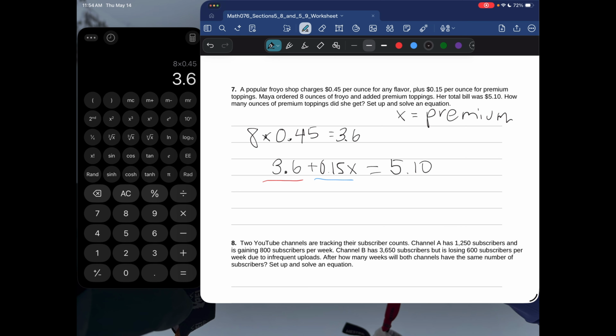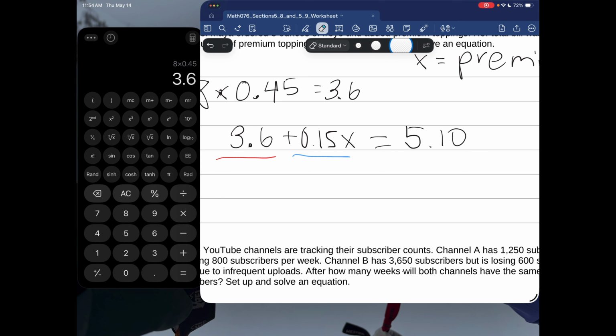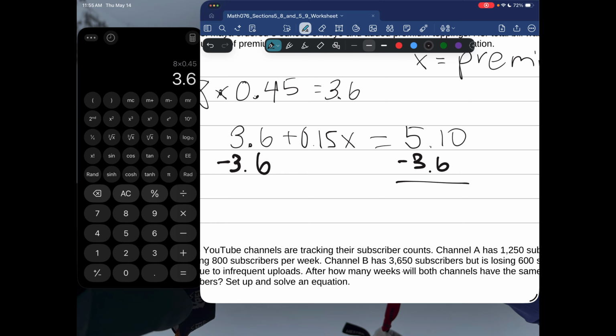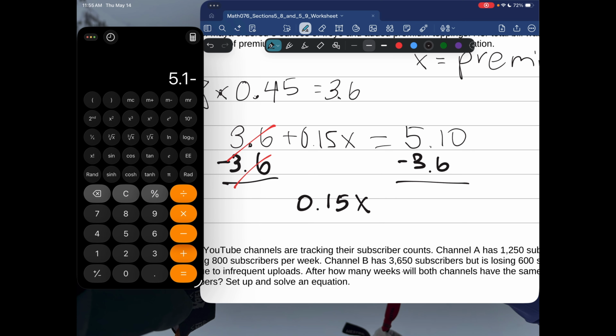Okay, now I want to solve this equation. I want to solve it for x. This is just like my other ones. And I want to get x all by itself. So in order to do that, I am going to subtract 3.6 from both sides. 3.6 minus 3.6, over here it cancels. I'm left with 0.15x equals 5.1 minus 3.6, 1.5.